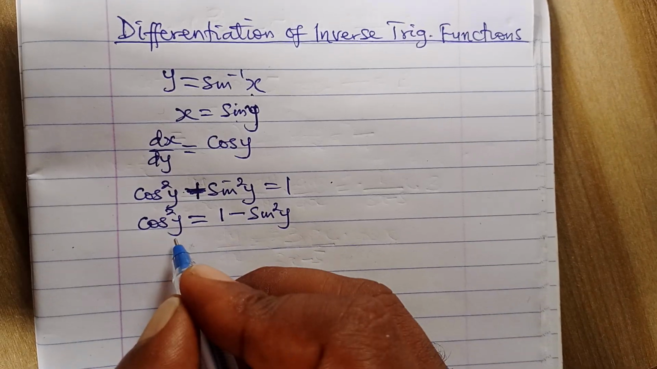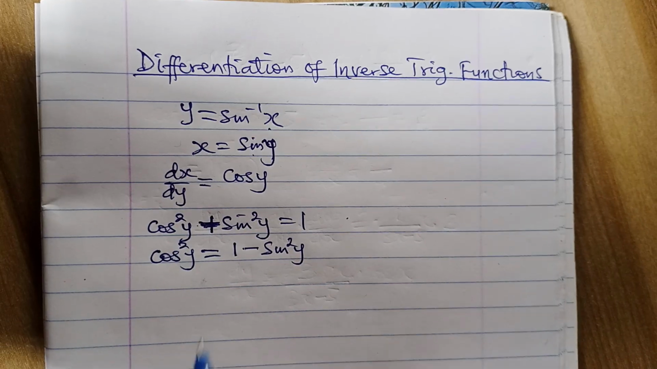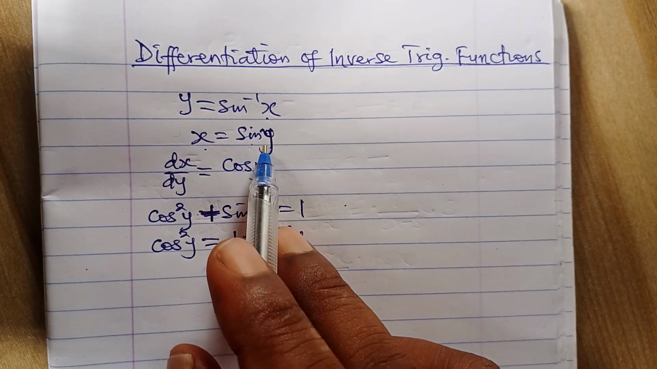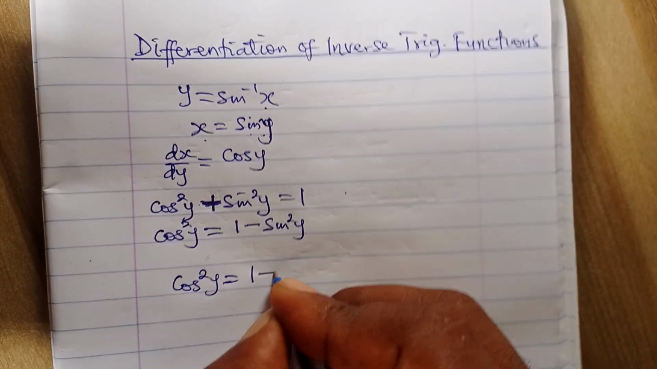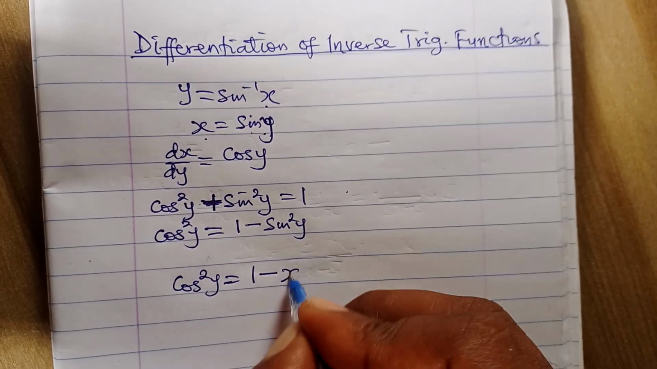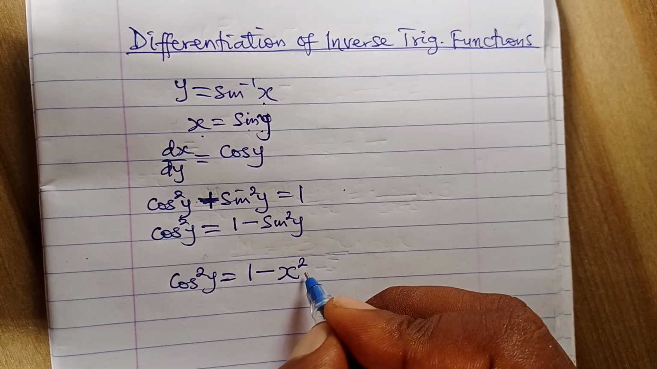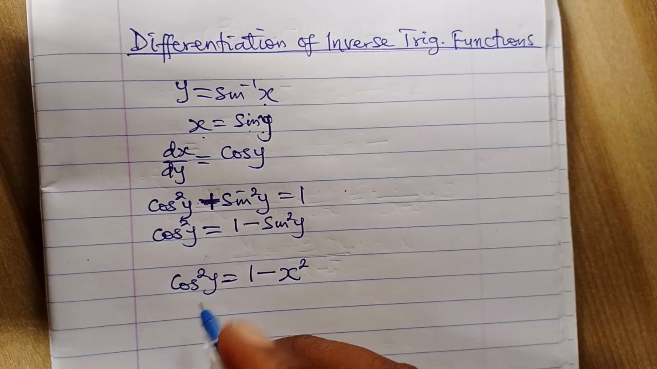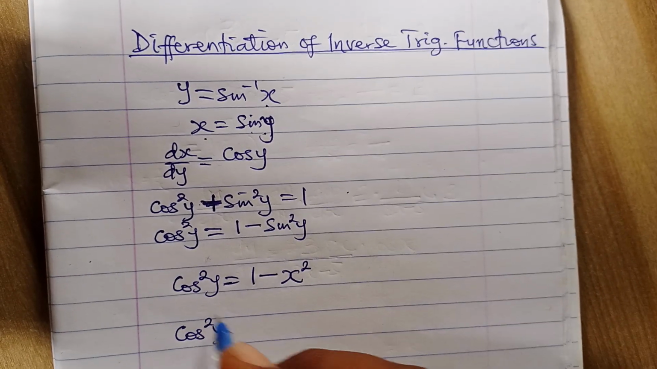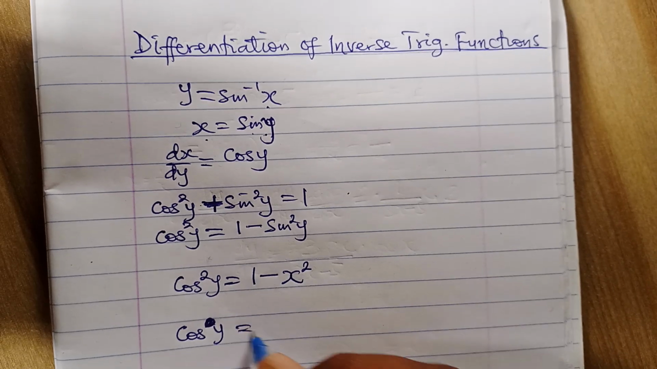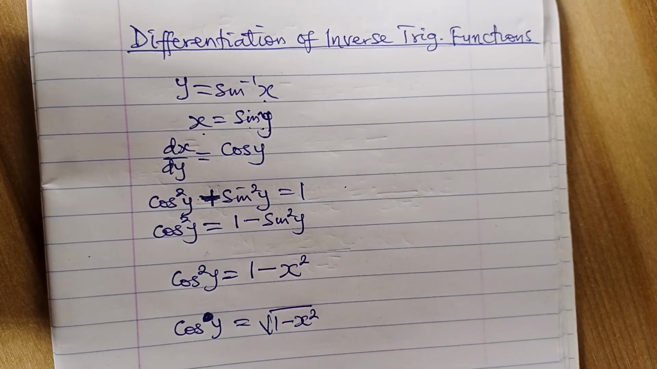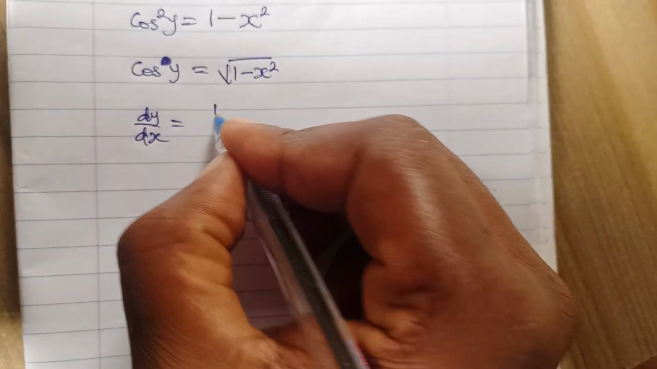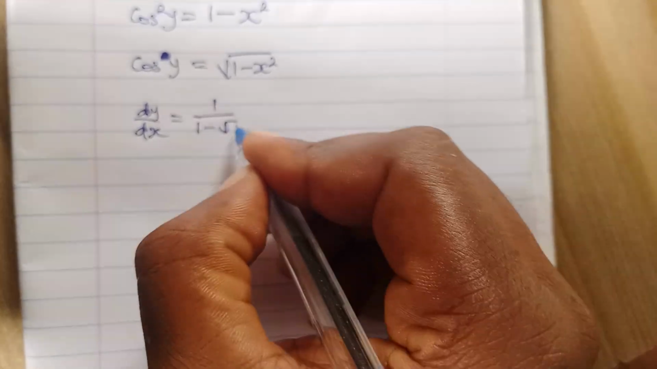Because of this, we already know that x is sine y. Because of that, we can also say that cos square y is equal to 1 minus x squared, since x is sine y. Now we can rewrite cos y to be the square root of 1 minus x squared. Because of that, we can rewrite dy/dx as 1 over the square root of 1 minus x squared.